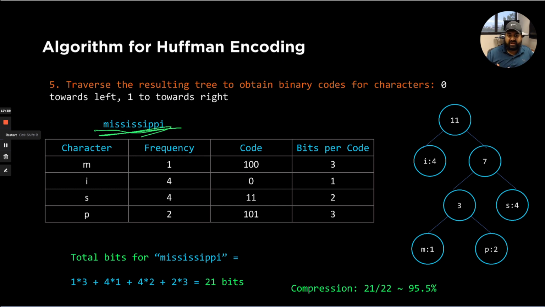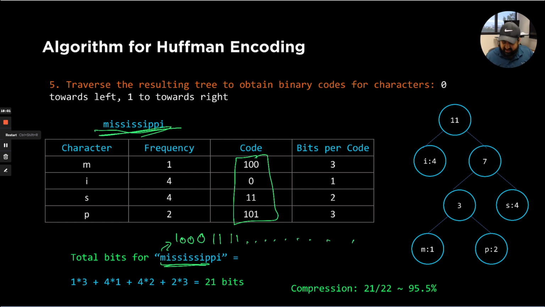This process is called encoding, which is you translated Mississippi into the binary form using these values. It should be 1 0 0, then I is 0, then S is 11, then S is 11, and so on. So you'll have a long string like this.